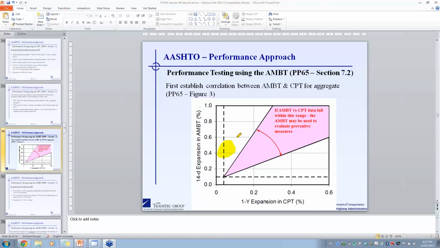I really believe that the trouble with having an aggregate hazy is you're still getting the wrong result. It may not be as wrong as it could be. I know that doesn't sound right, but you still are getting the wrong result. The accelerated mortar bar test is telling you something that it shouldn't tell you.